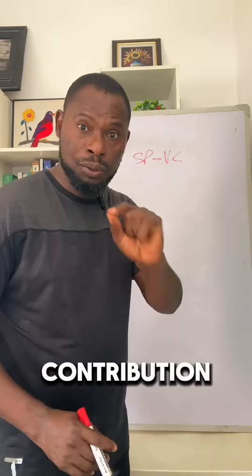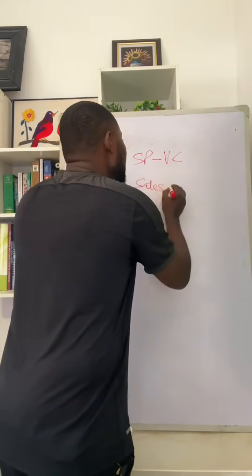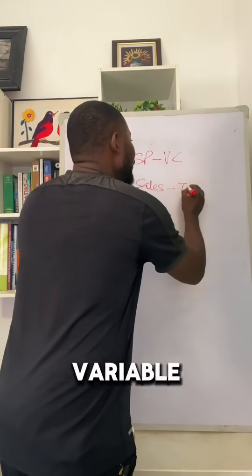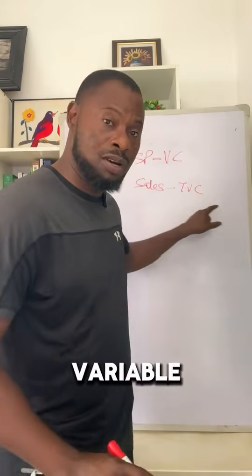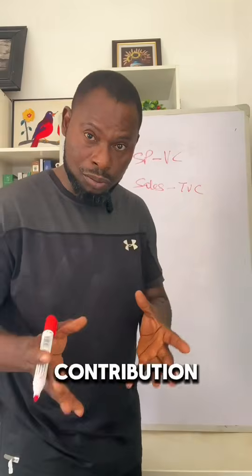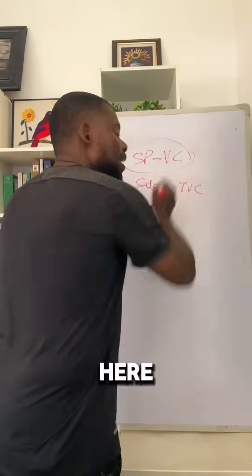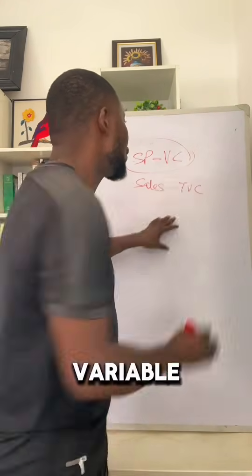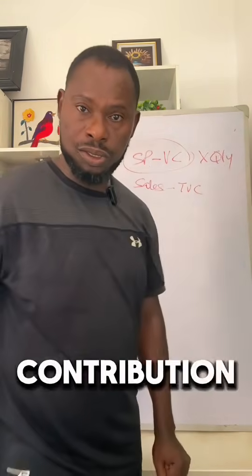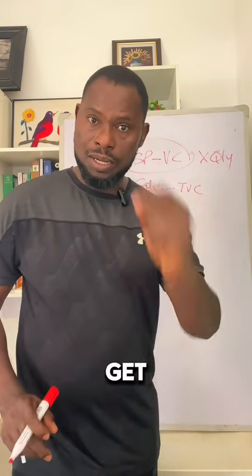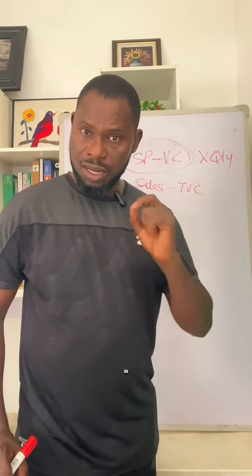Now, if you're looking for contribution in totals, then that becomes your sales less total variable cost. This time around, you're not talking about variable cost per unit, but you're talking about the total variable cost. This will give you the total contribution. So you can do it this way, or you say whatever you get from here, the selling price less variable cost multiplied by quantity produced. This will give you the contribution in total. So you can get the contribution margin in units, and you can get the contribution in total.